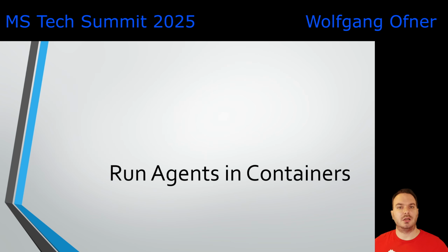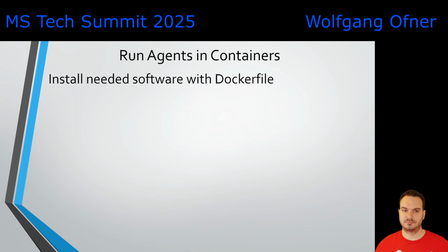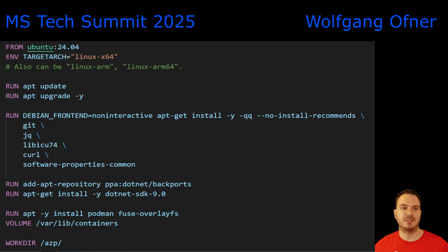And this leads to an alternative. You could also run your agents in a container. The big advantage of this is that you can install all the software you need with the Docker file. If you take a look at the Docker file, here we use as a base Ubuntu 24.04. Then we install every piece of software we need. For example, we install Git and curl, and down here we install the .NET 9 SDK, and we also install Podman, so we can build container images with this container.